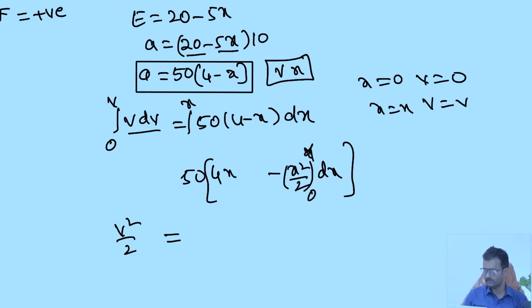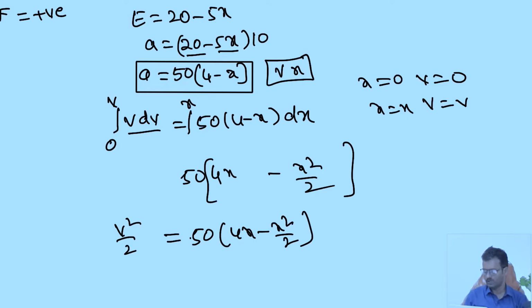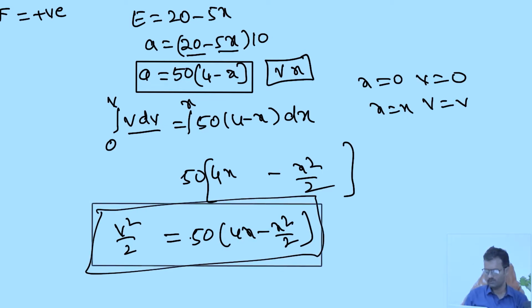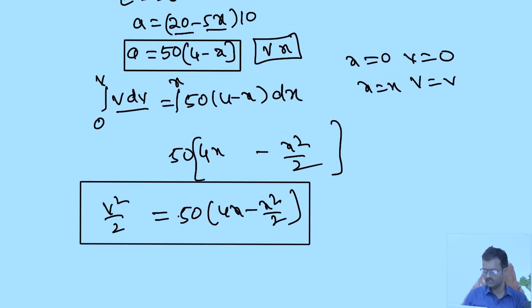So substitute the final value in this equation, then x square by 2. The initial value is 0, substitute in this equation, that is 0 square by 2. So this is 0, and this is x square by 2. See here, so we get 50 into 4x minus x square by 2. So this is the equation, the relation between x and velocity.